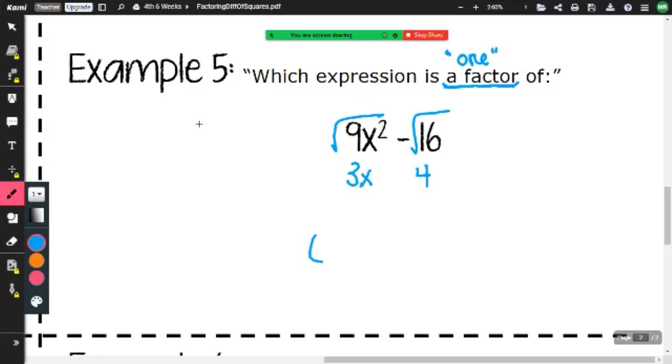Now we're ready to create our binomials. What's going to be in the front? X. And in the back, 4. Last step, plus and minus. So your answer choices A, B, C, D is only going to match up to one of those two.